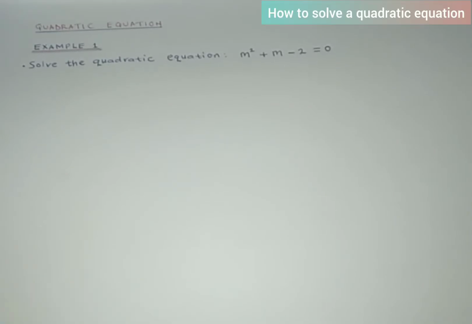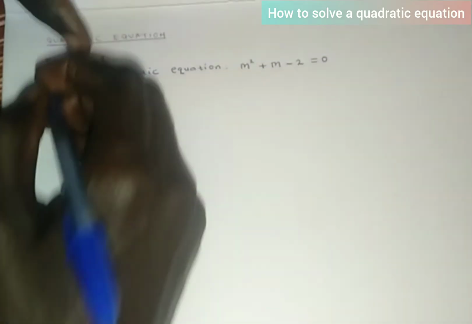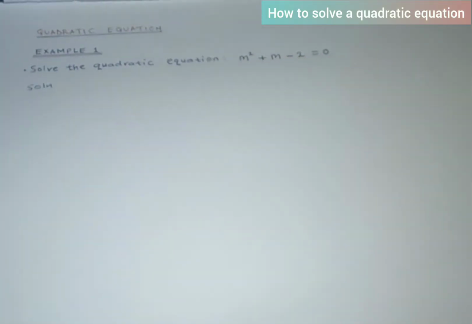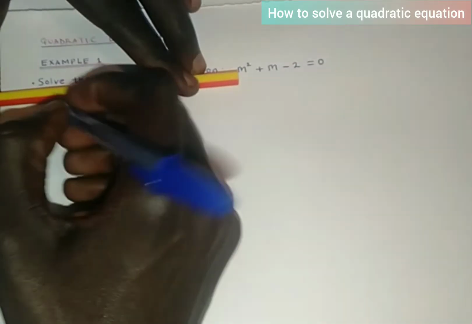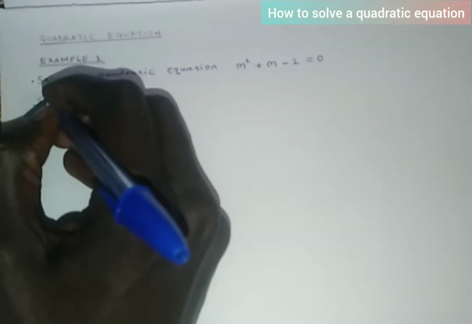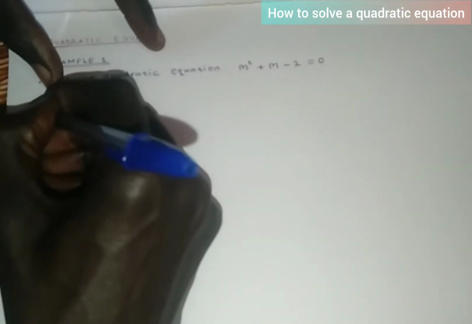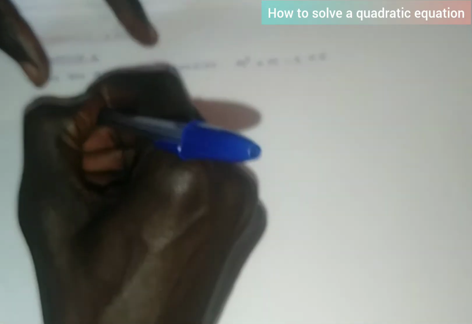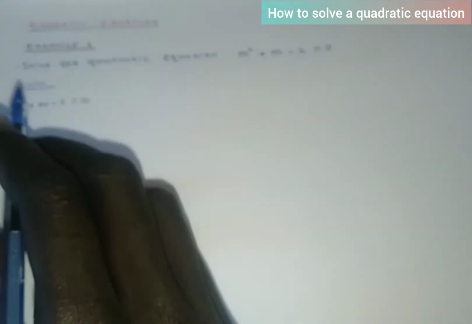Today we will be looking at a few examples of quadratic equations. So example 1, we have been told that m squared plus m minus 2 is equal to 0.